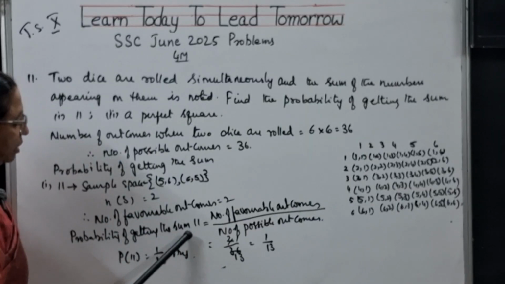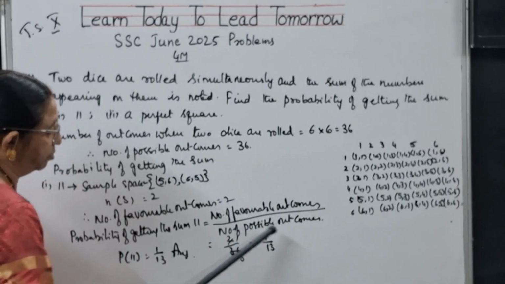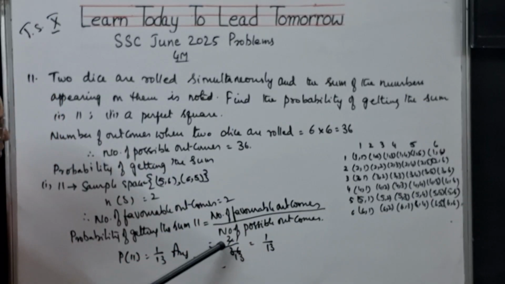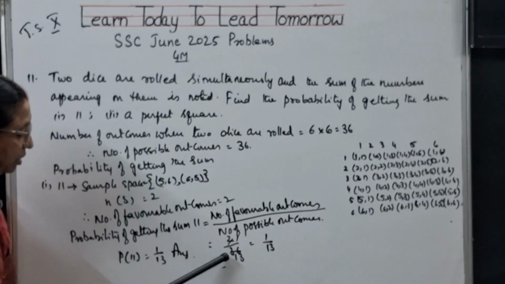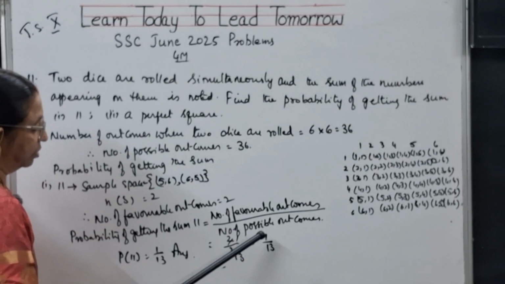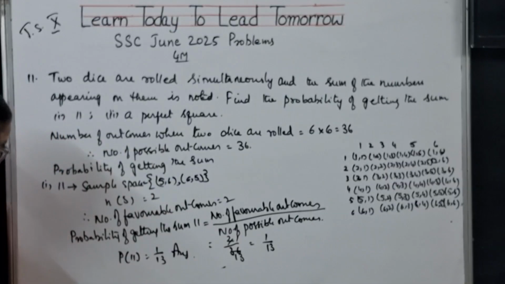So probability of getting the sum 11 is nothing but number of favorable outcomes by number of possible outcomes. Number of favorable outcomes are 2. Number of possible outcomes are 36. Then 2 by 36 is 1 by 18 is the answer. So if you note it down, I will go for the next one, children. Please note it down.